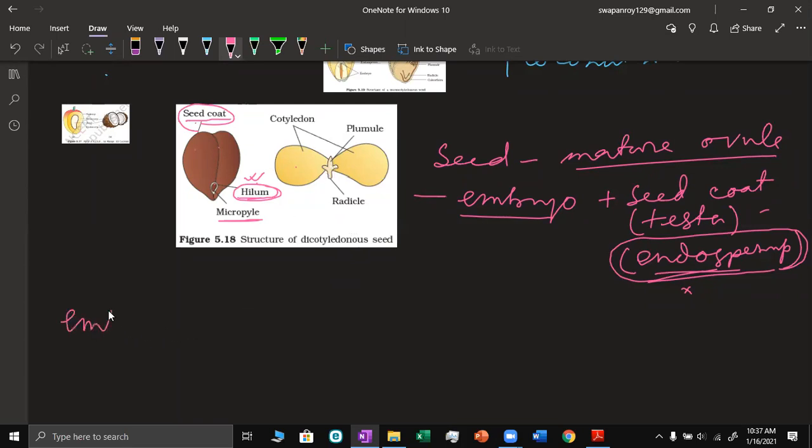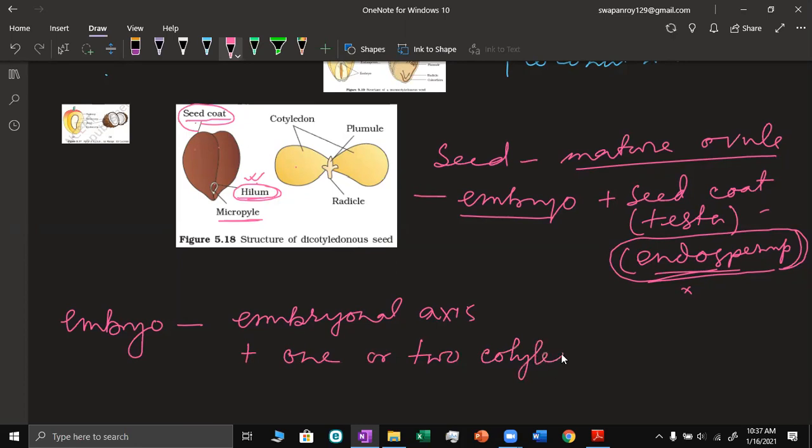Embryo consists of embryonal axis plus one or two cotyledons. Okay, so this is the embryonal axis, and these here are two cotyledons. Cotyledon is attached to the embryonal axis.